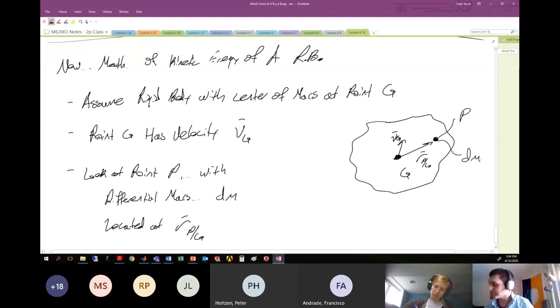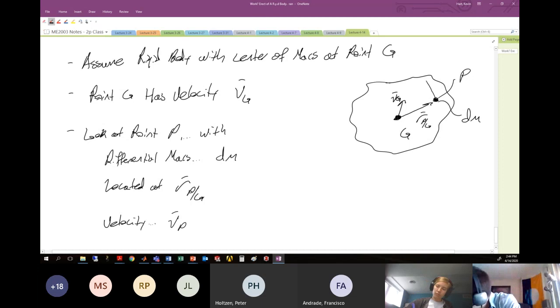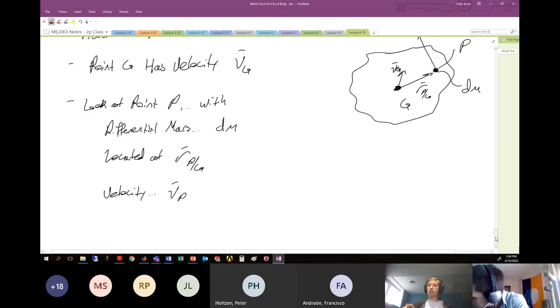Okay, then with all that information, we can say that because this guy is moving through space, it might have some translation, might have some rotation, then this is also going to have some velocity of point P, which will be given by Vp. All right, so maybe this guy has velocity, which is over here, and this is my velocity at point P.